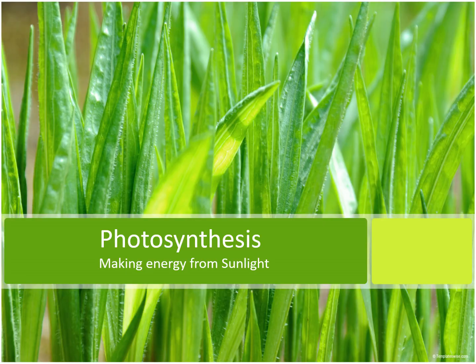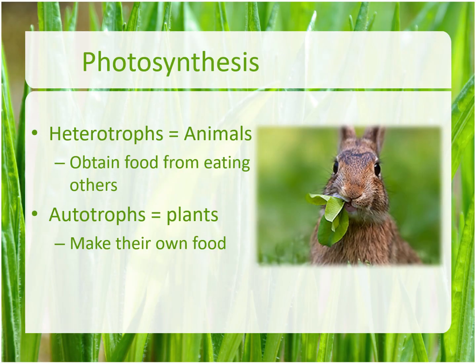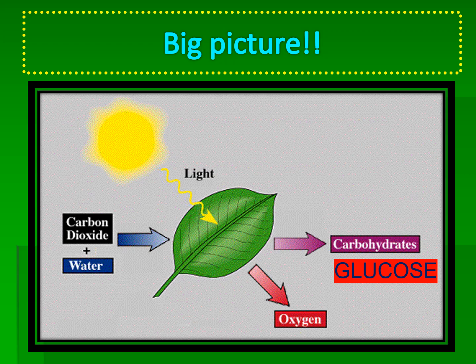Now let's talk about how this process works. When we're looking at photosynthesis and how plants are making their own food, it's not necessarily that they're making something that they're going to actually consume, but they're actually feeding the mitochondria. So let's look at the big picture. Plants have to have sunlight and water, but they also have to have carbon dioxide.